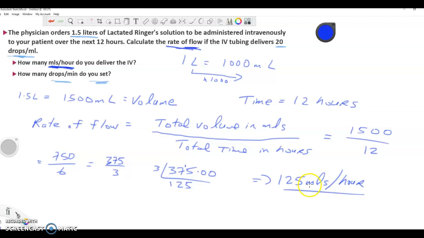And if you give 125 mils every hour, after 12 hours the patient should have received 1500 mils. Does that make sense? After two hours you're going to have 250 mils. After 4 hours you're going to have 500 mils. And 3 sets of 4 hours brings us up to 1500 mils, if you think about it like that. Now, the next question is how many drops per minute? That's the drop rate. How many drops per minute do you set?